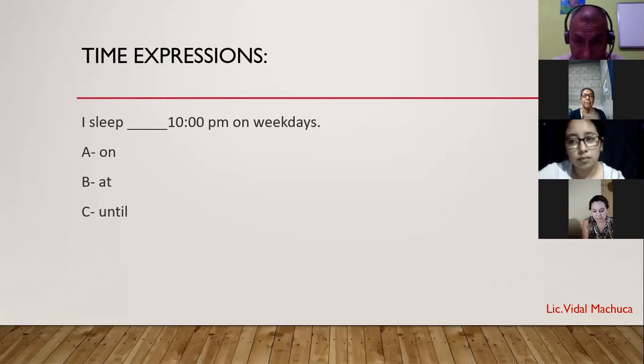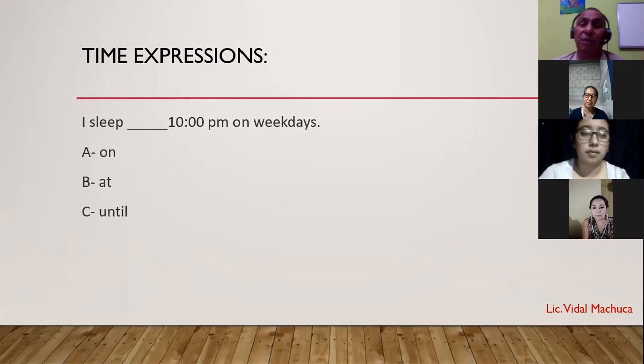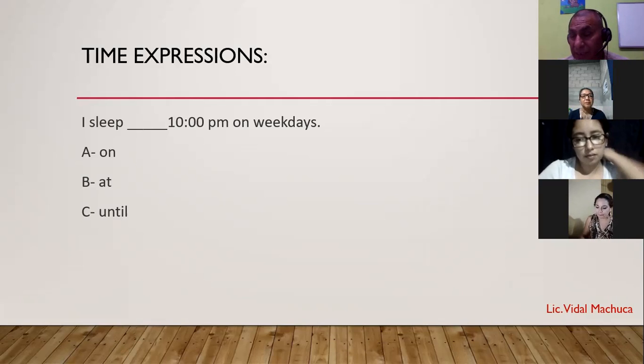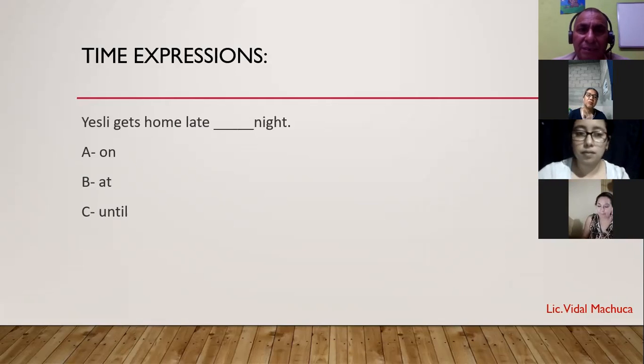On Wednesday, weekdays. ¿Qué son weekdays? Días de la semana. Weekdays. Yes. Si fuera weekend. Weekend, fin de semana. Weekdays, los días de la semana. Weekend, fines de semana. Weekdays, lunes a viernes. Se entiende que lunes a viernes, weekdays. Okay? Entonces, I sleep until 10 p.m. on weekdays. Quiere decir que hasta esa hora se va a acostar. Until 10 p.m. Okay? A esa hora se va a acostar. ¿Ya? Yeah? Next one. Yeah. Time expression.